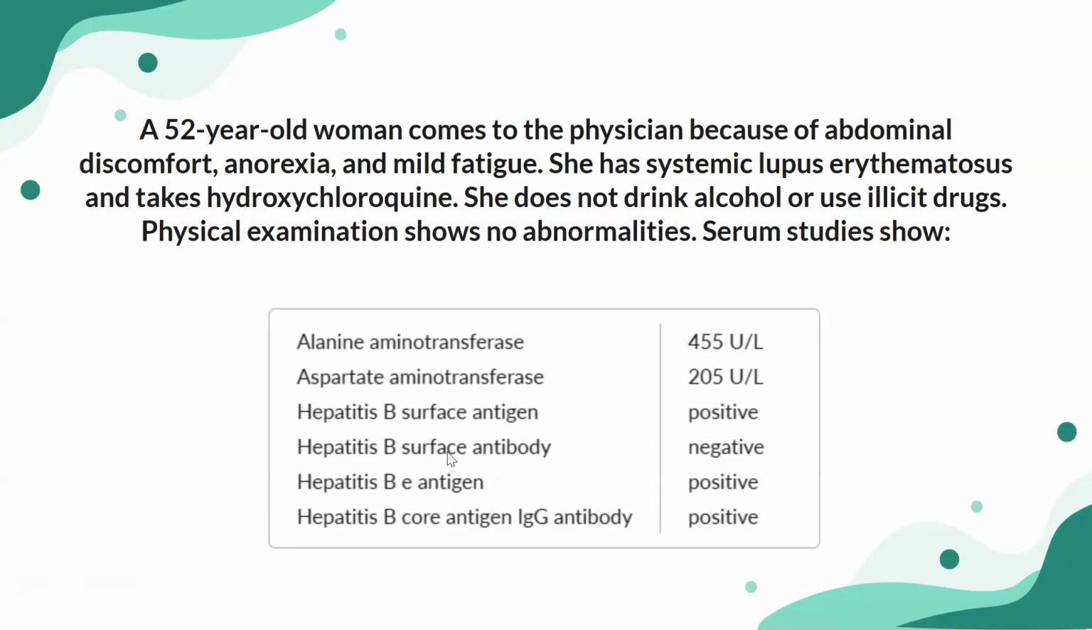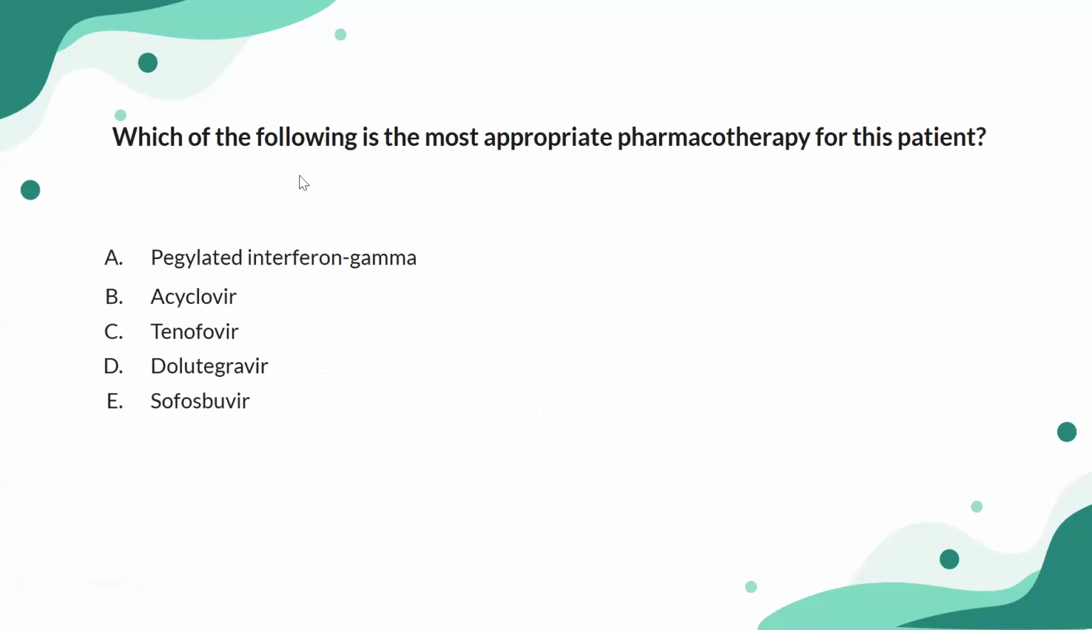Then we have the hepatitis B surface antibody, which is negative, and usually this would be positive if you've been immunized against hepatitis B, which I'm assuming this woman has not been. We have the hepatitis B E antigen positive, and then the core antigen IgG is positive as well. Again, core antigen being positive and an antibody against the core antigen shows us that this patient most likely has an infection, and IgG just shows us that this is most likely chronic. Chronic hepatitis B, yes, you're right. That's exactly the differential. Which of the following is the most appropriate pharmacotherapy for this patient?